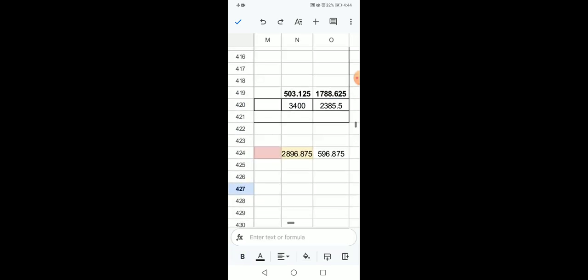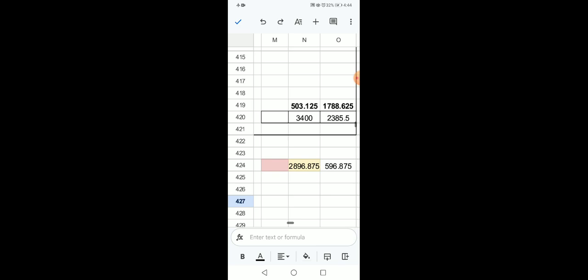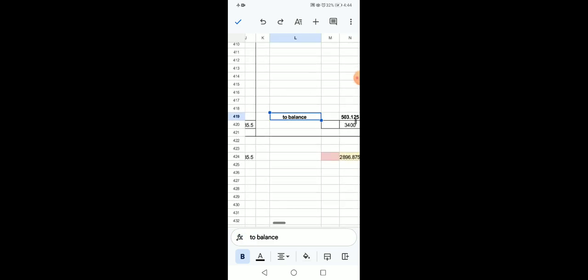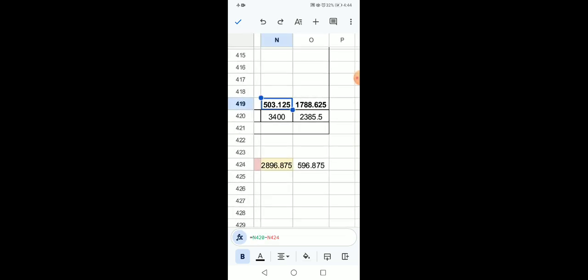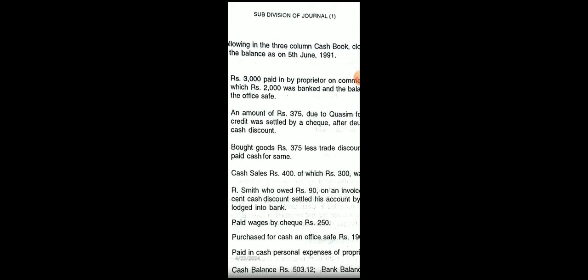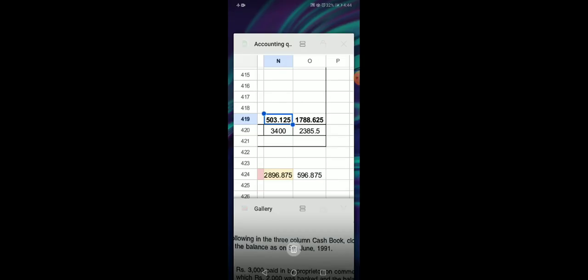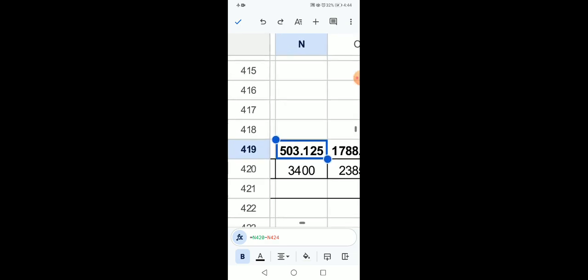In this way, very usable information we have concluded. First is cash still in hand, and second, the amount still present in your bank account. You will name it as balance. Normally answers are given. This is your cash balance. Let's check it out. What is written in the book as cash balance? Here you have your answer, cash balance, which is 503.12, and our answer is 503.125.